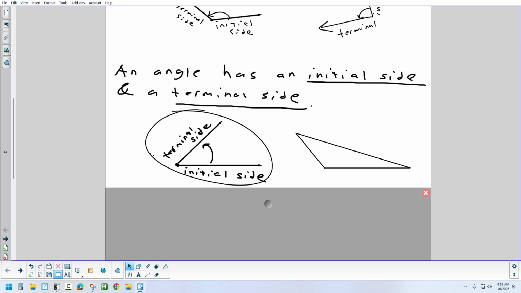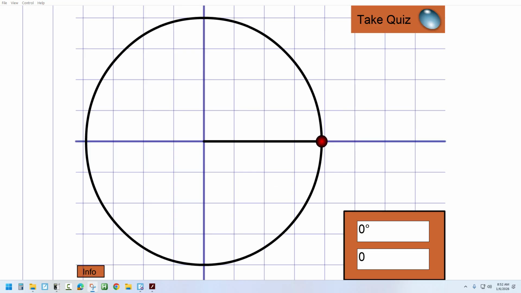Well, there's two directions that you can rotate. If you think about a circle, what are the two directions? Clockwise and counterclockwise. Right, so this is a program that lets me draw different angles. All I can do is move the terminal side. The initial side will always stay right there. As I rotate around the circle in a counterclockwise direction, I get angles that are positive.